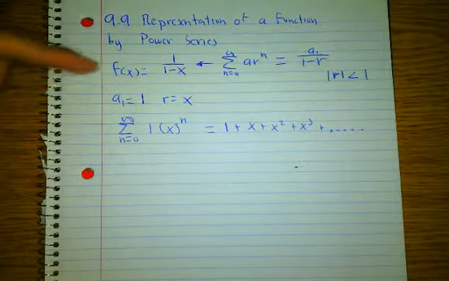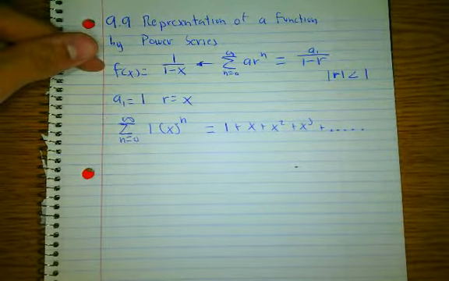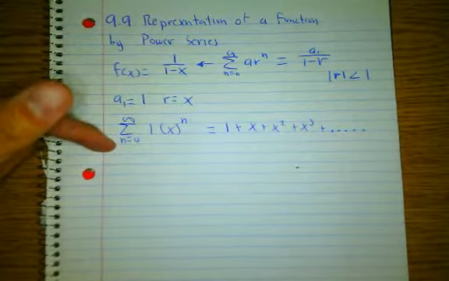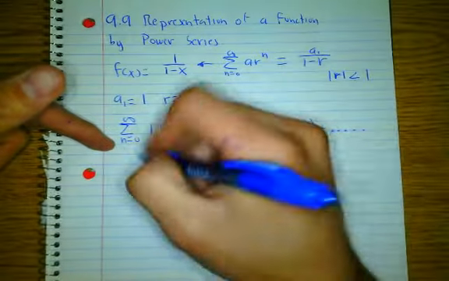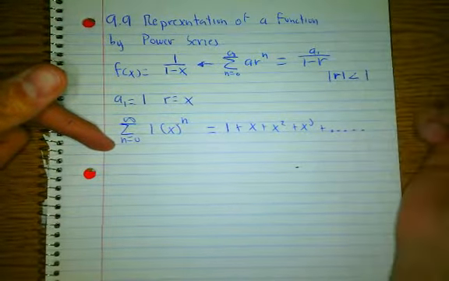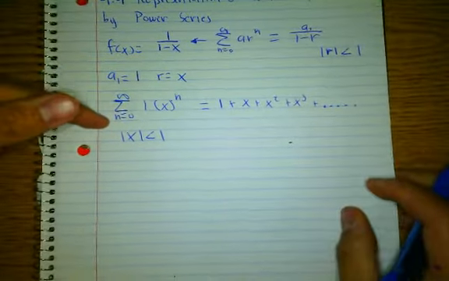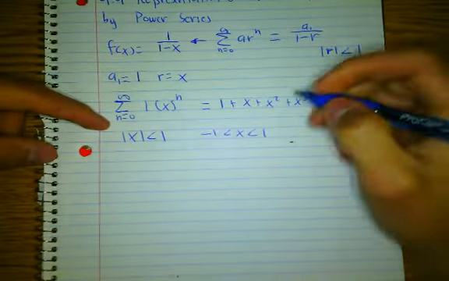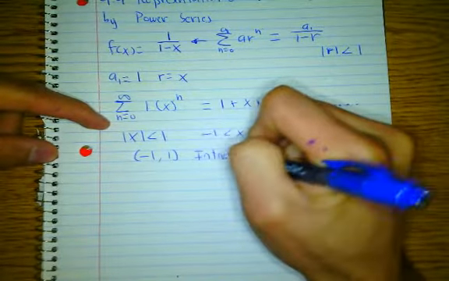But when will this function work? Always, except for 1. You can look at the entire domain except for one value, but this series only works for a certain interval. Because your rate in this case is x, the absolute value of x has to be less than 1, which means that this can only work between negative 1 and 1. So your interval of convergence would be negative 1 to 1.